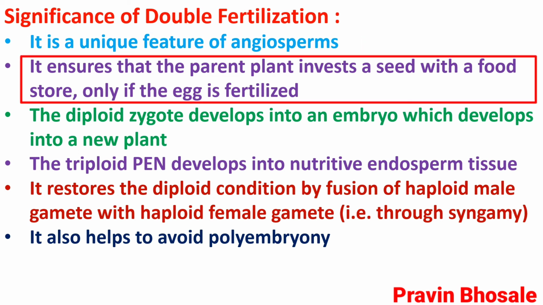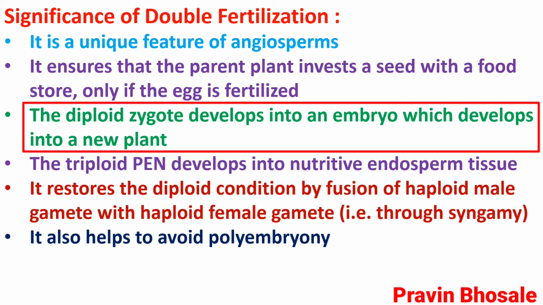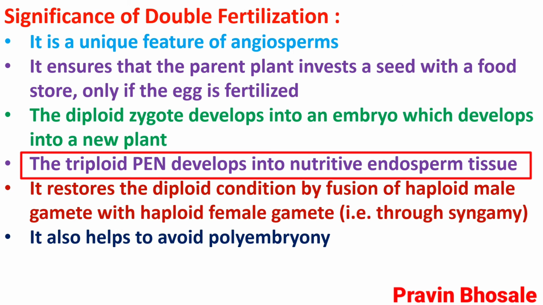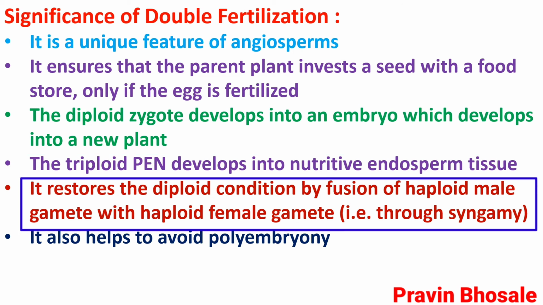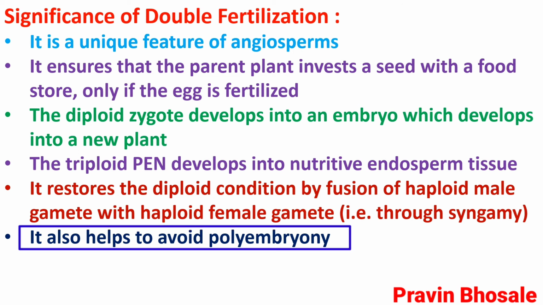Ensures that the parent plant invests a seed with a food store only if the egg is fertilized. The diploid zygote develops into an embryo, which develops into a new plant. The triploid PEN, that is primary endosperm nucleus, develops into nutritive endosperm tissue. It restores the diploid condition by fusion of haploid male gamete with haploid female gamete, that is syngamy. Also helps to avoid polyembryony.